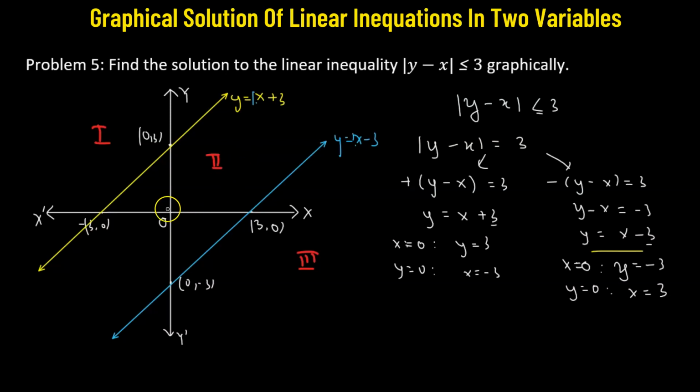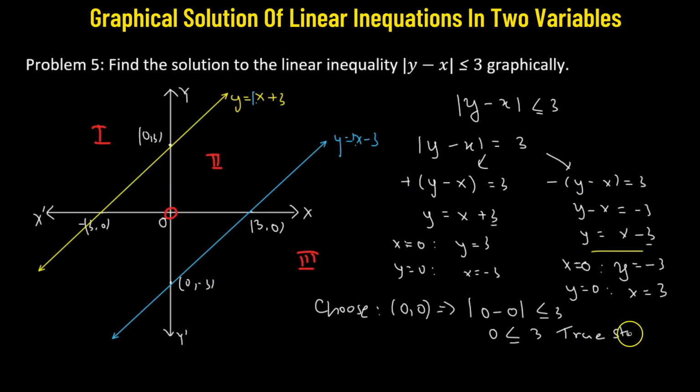So what we will do is choose this particular point, which is the origin. So let's choose the origin value. So we have (0, 0). We'll substitute this into our inequality. So we have absolute value of 0 minus 0 less than or equal to 3. This gives us 0 is less than or equal to 3, and we know that this is a true statement. So since it's a true statement, we can say region 2 is going to be the common region, or the common solution.